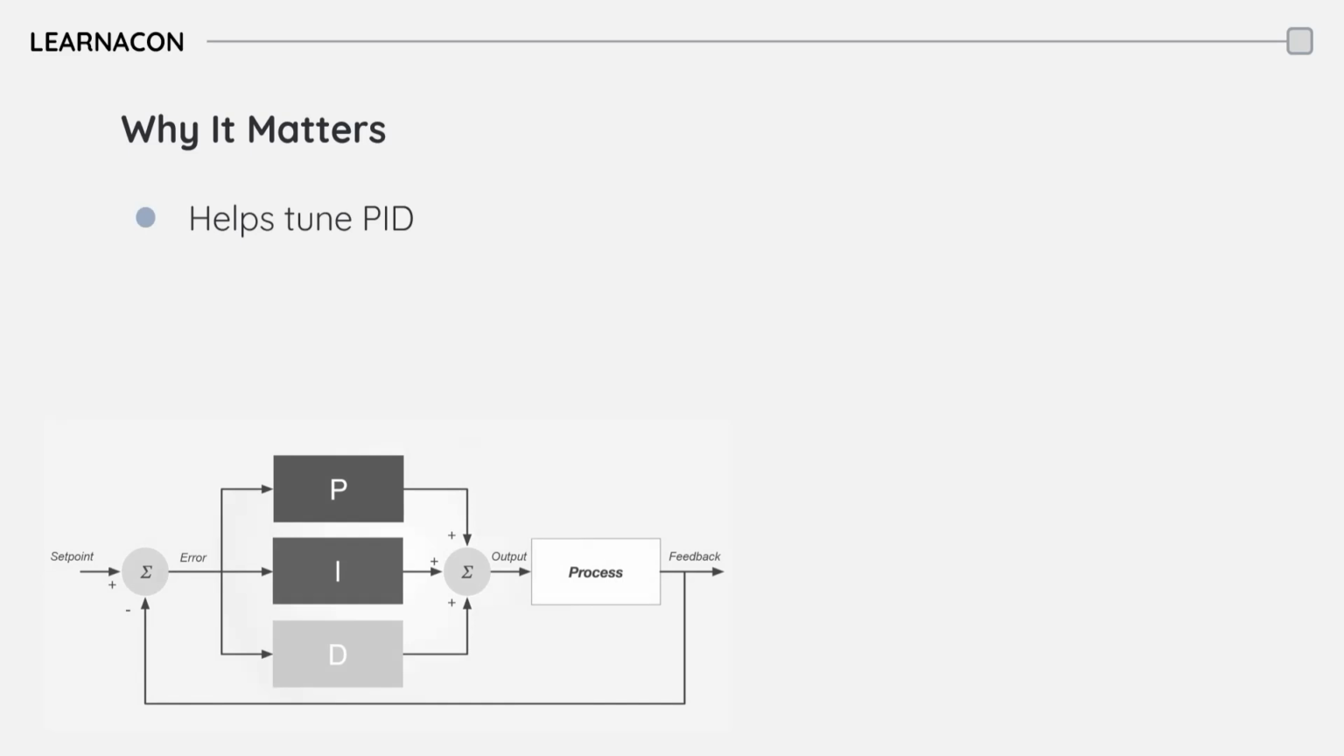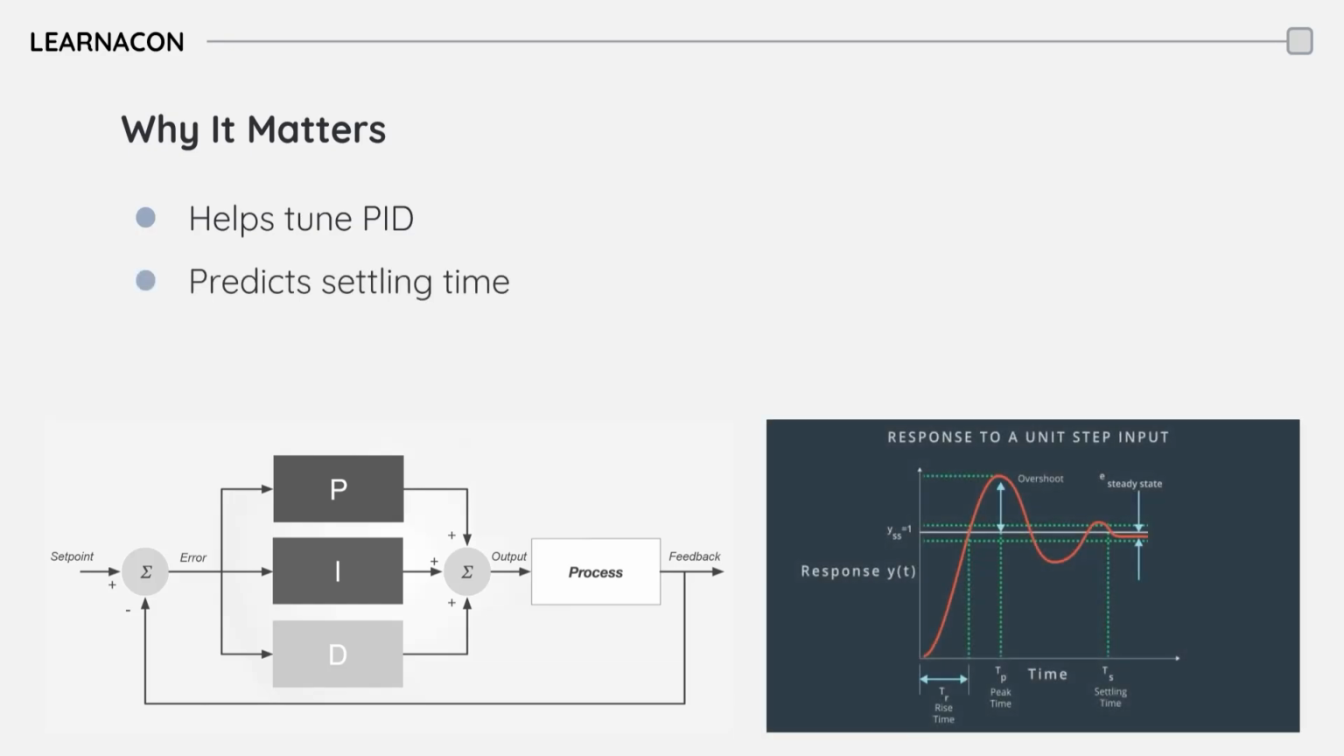You know how fast the process can realistically respond. You can predict how long a process needs to settle after a change. It also helps prevent aggressive tuning that causes overshoots or oscillation. This understanding saves time during commissioning and improves stability.